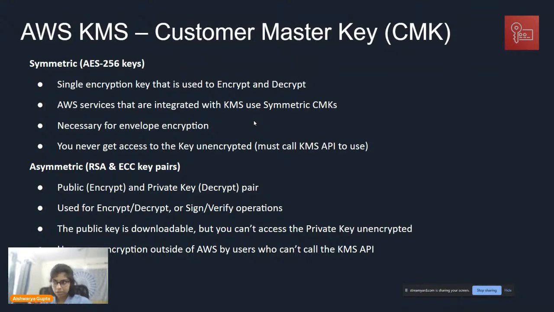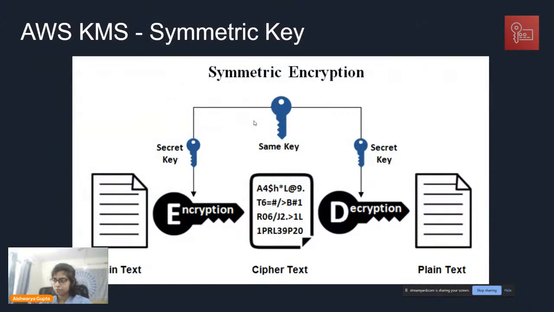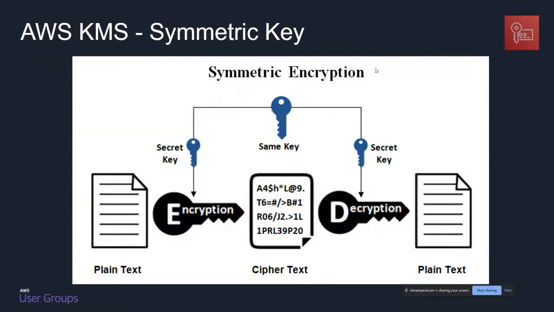So I'll present to you diagrammatically what symmetric and asymmetric is, right? A symmetric key encryption is basically where a single key is used to encrypt as well as decrypt our data. This key cannot be accessed outside KMS, and we would need to call the KMS API to access this key. And this key will always be encrypted.